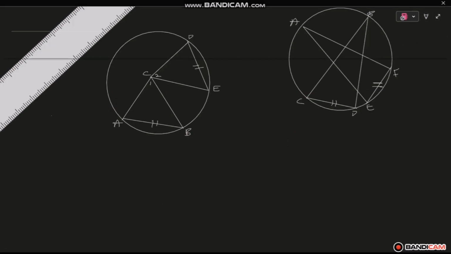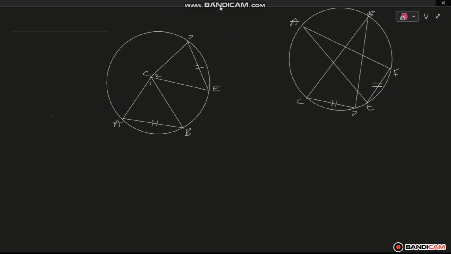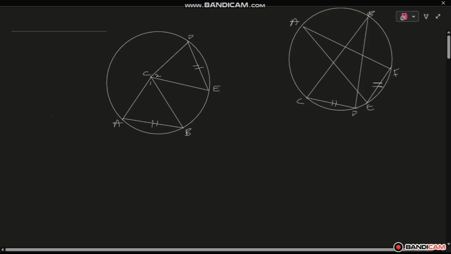We are continuing. Let me just remove the ruler. Okay, we have 2 theorems here, and inside these circles we have 2 triangles, as you can see. What you must know is that these 2 vertical lines tell us that AB is equal to DE, and the ones on this triangle tell us that CD is equal to EF.